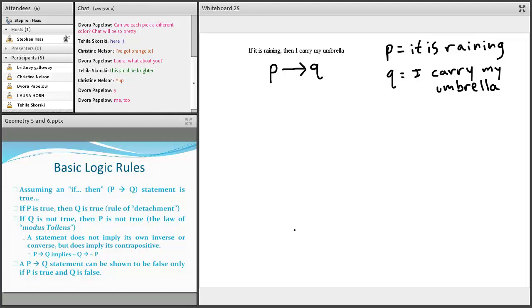You see up here on the slide, if it's raining, then I carry my umbrella. That is a classic conditional statement. There's an if-then. If I tell you that P represents it's raining and Q represents I carry my umbrella, then I can write this statement, if it's raining, then I carry my umbrella, as P then Q. That arrow is a conditional.